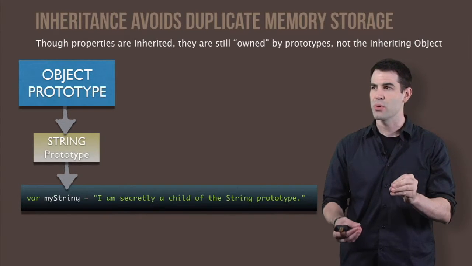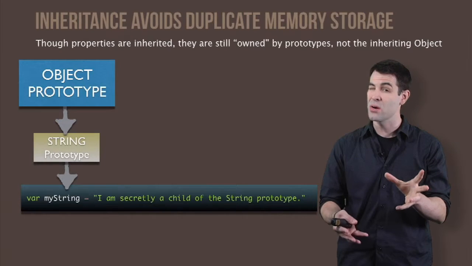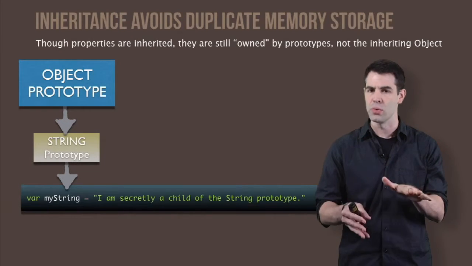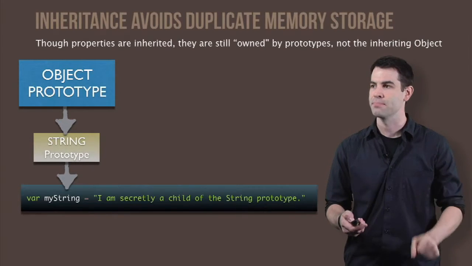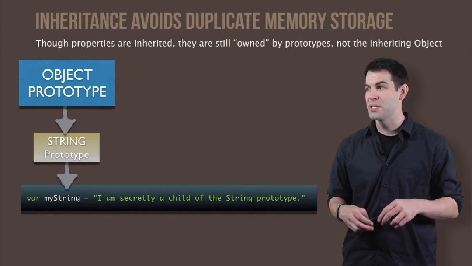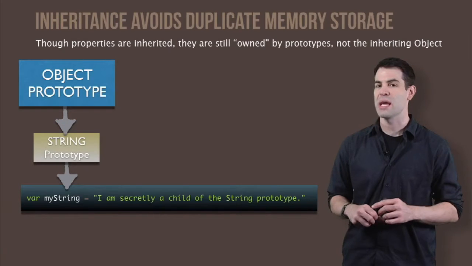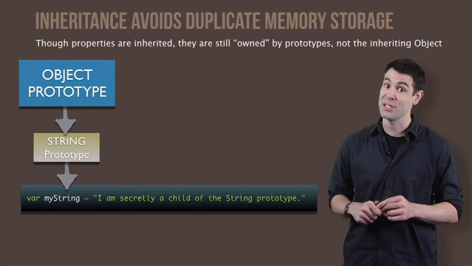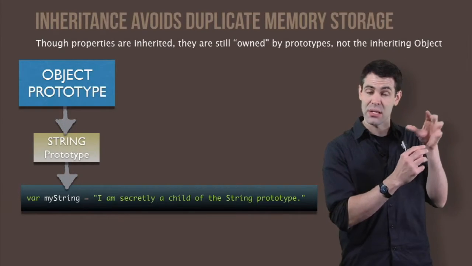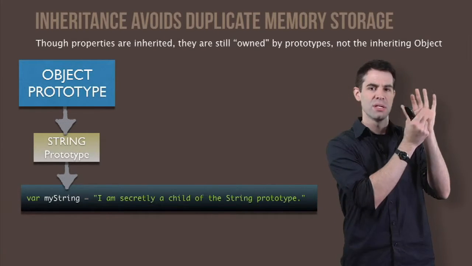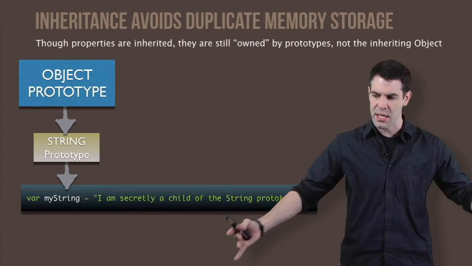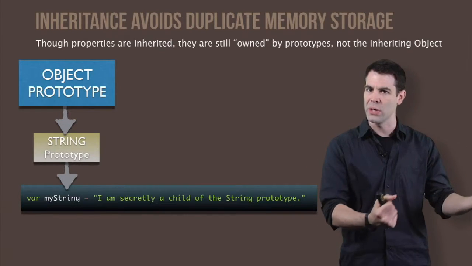But it's really important to recognize that though the properties are inherited, they're still owned by the prototypes, not the inheriting object. So what does that mean? That means that the properties that belong to the object prototype are actually stored there, and they stay there, and that's good because we want them to only be in that one location so that every object that we make can inherit from that one location.